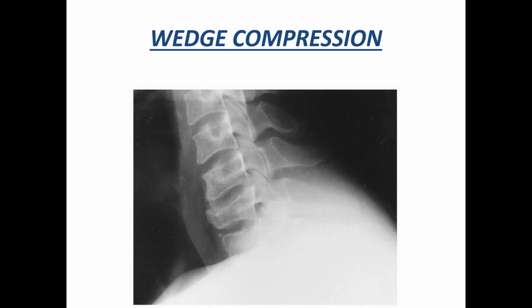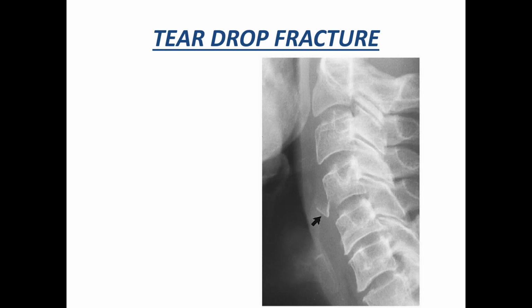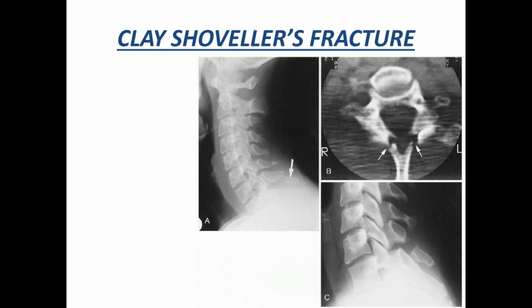So this is a wedge compression fracture. The anterior vertebra is compressed by pure flexion forces. This is a burst fracture with neurological deficit as the segment has gone into the vertebral canal. The retropulsed fragment needs to be pushed forward. This is a teardrop fracture, a flexion compression injury. Clay-Shoveler's fracture. You can remember the names and the pattern of fracture only.